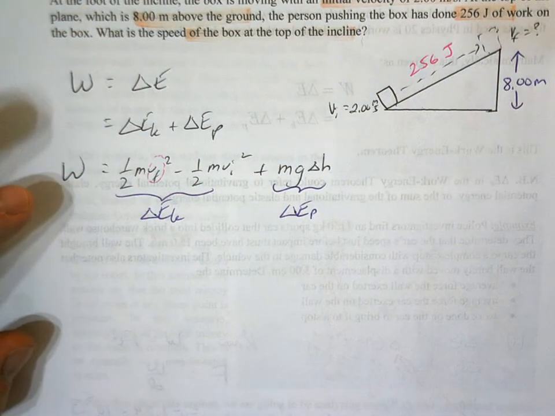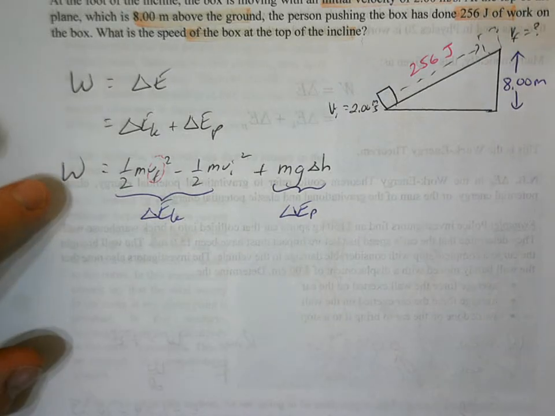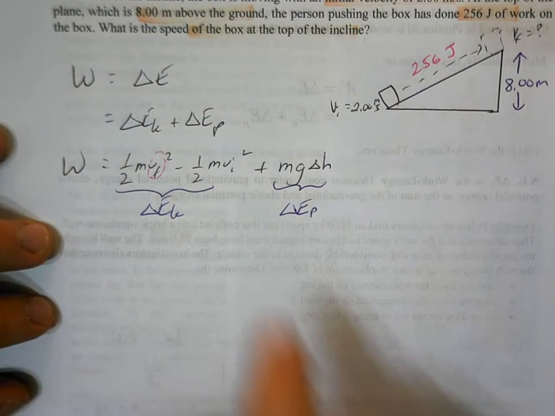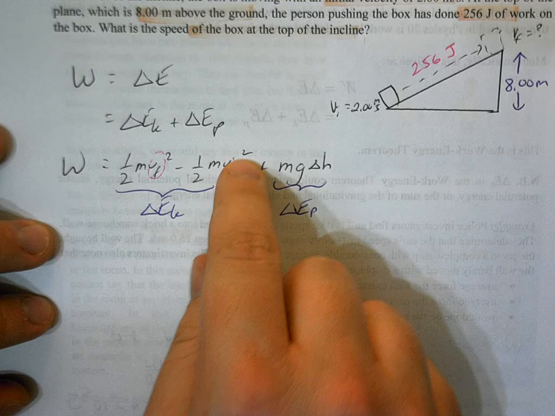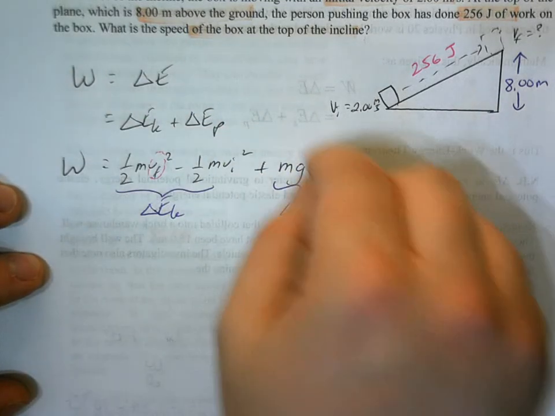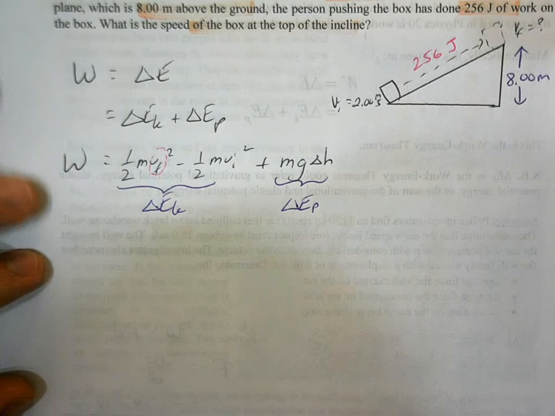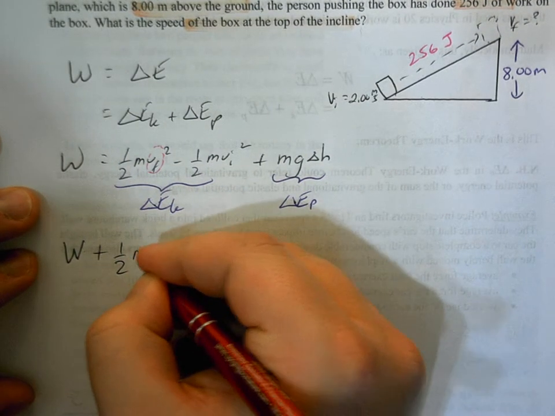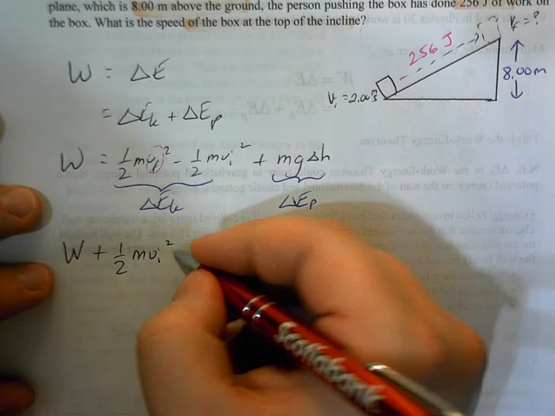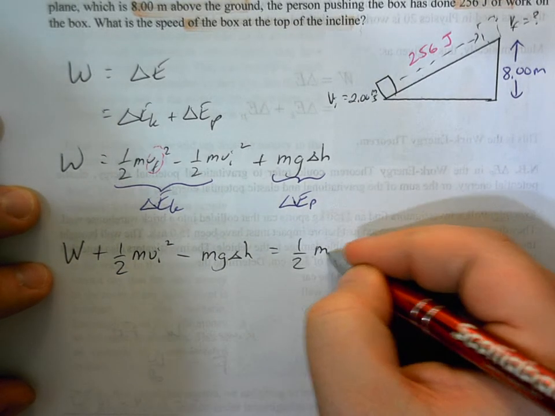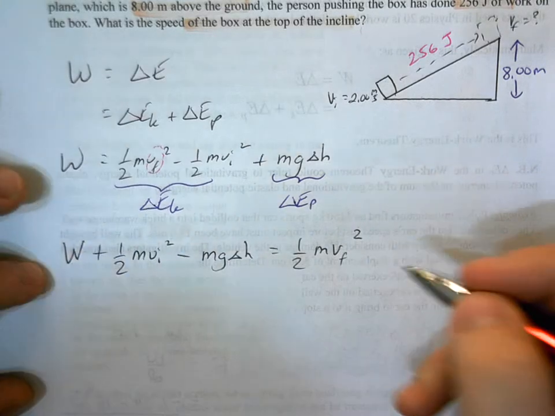There's a few ways to approach it. First of all, let's get this half m v f squared by itself. So we're going to take this negative 1/2 m v i squared and put it on the other side, and we're going to take this m g delta h and also put it on the other side. So what we're going to get is this work plus 1/2 m v i squared minus m g delta h, and this is going to be equal to half m v f squared.